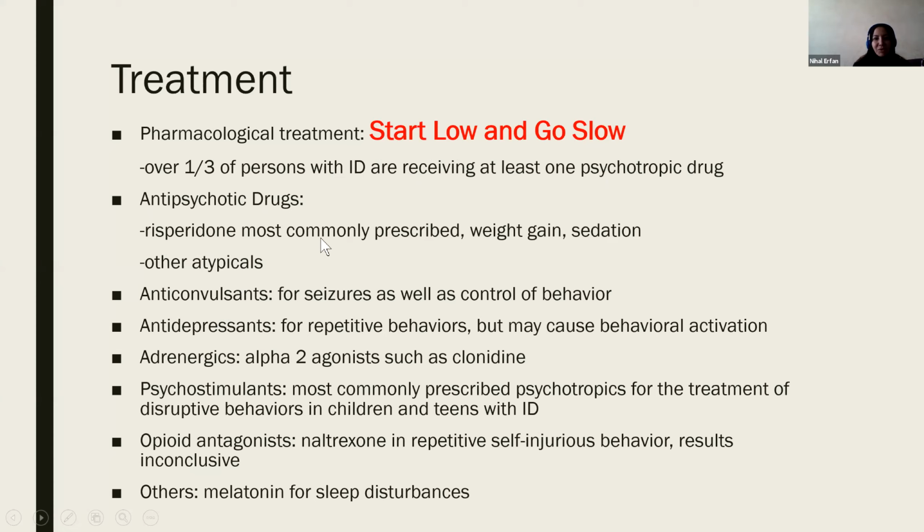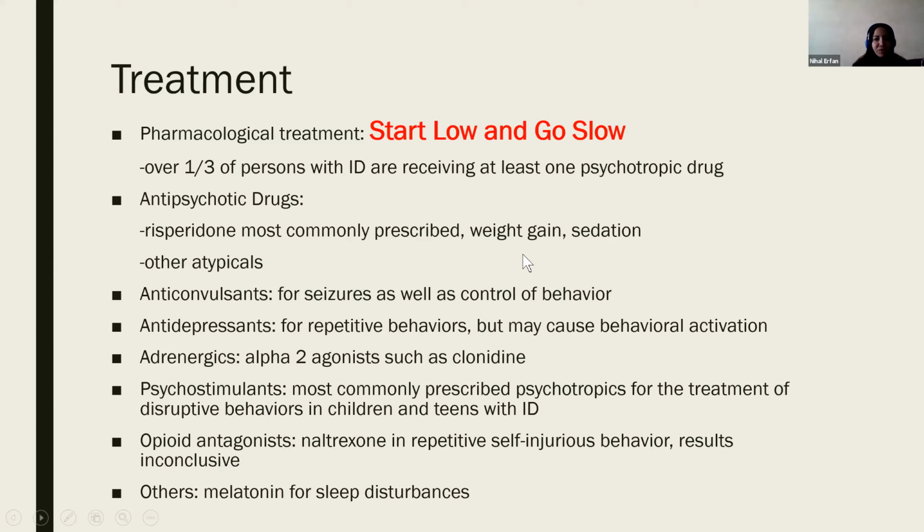Okay, like I said, risperidone is the most commonly prescribed, and one of the reasons is because it comes in liquid form. It's really hard for these kids to swallow pills, whereas it's much easier for them to take a liquid. Problem with weight gain. They're usually on anticonvulsants. We could give them antidepressants for repetitive behaviors, okay? They could take alpha-2 agonists for impulsivity and aggression. Sometimes we use stimulants. Things like naltrexone for self-injurious behavior, not very conclusive results.